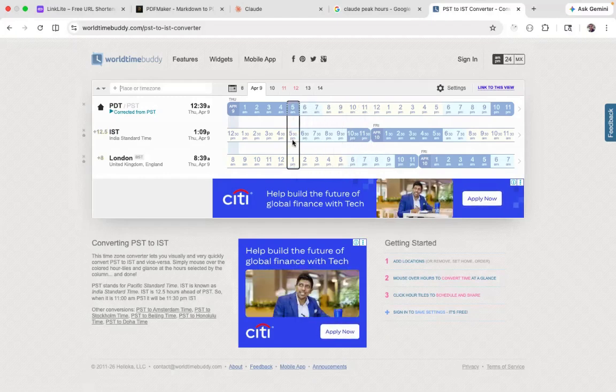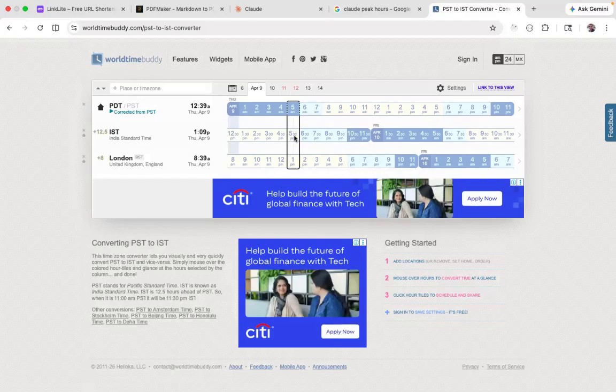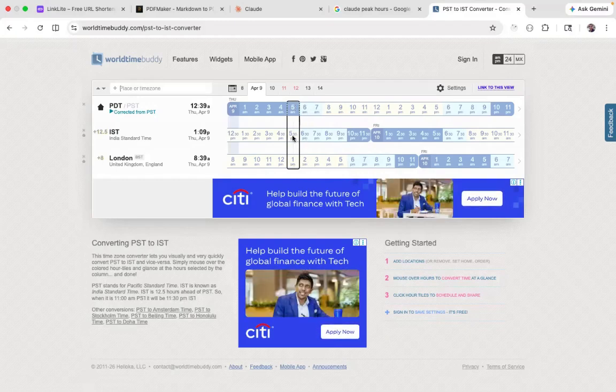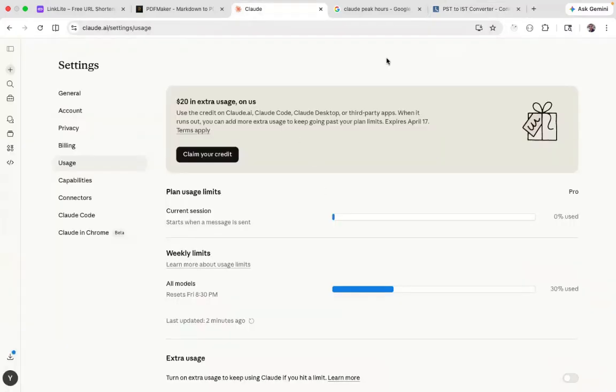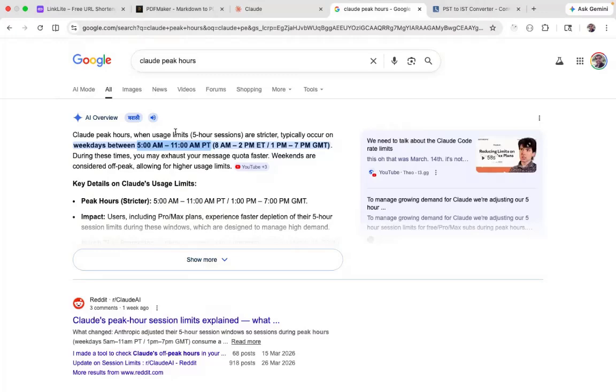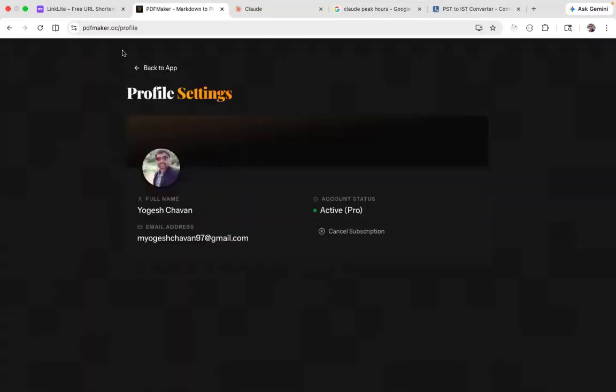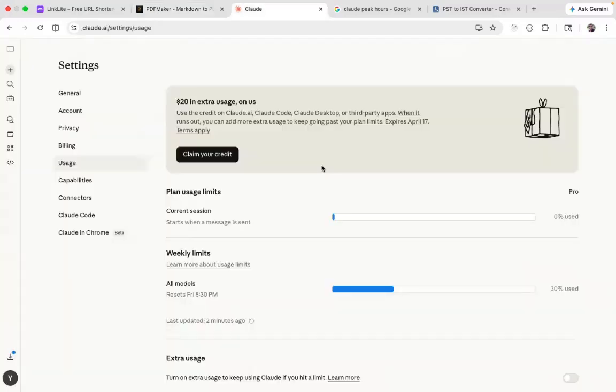So in 24 hours, there is a lot of time you can do from morning 6 a.m. to 5:30 p.m. You have a lot of time available. So in that time, try to use Claude Code. Don't use timing in this peak hour. This is very important. Otherwise, you will be quickly wasting or increasing your limit. So your limits will reach faster.